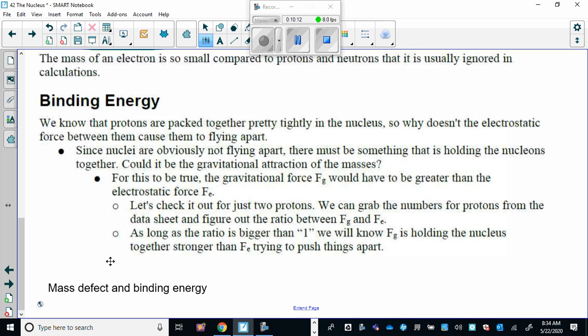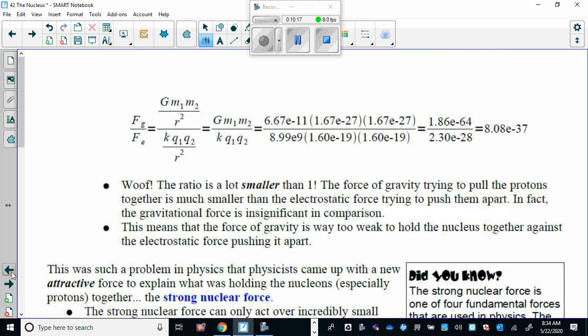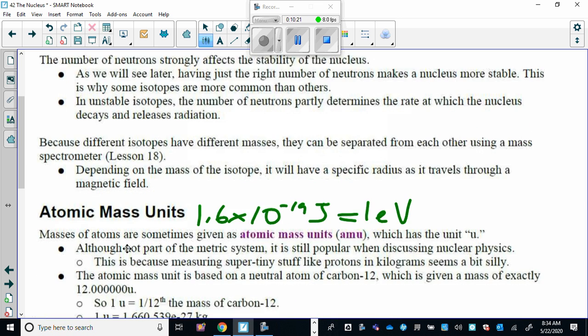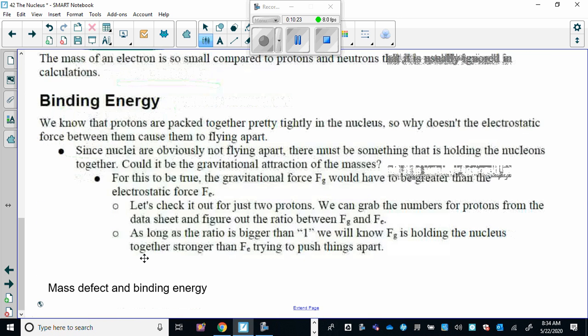And this is the one that we'll, oh, we're at 10 minutes. We'll split this lesson into two, just because it's going to be very long.